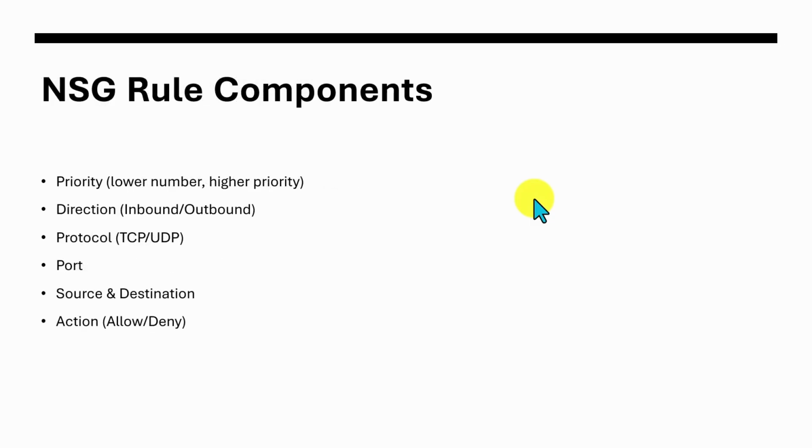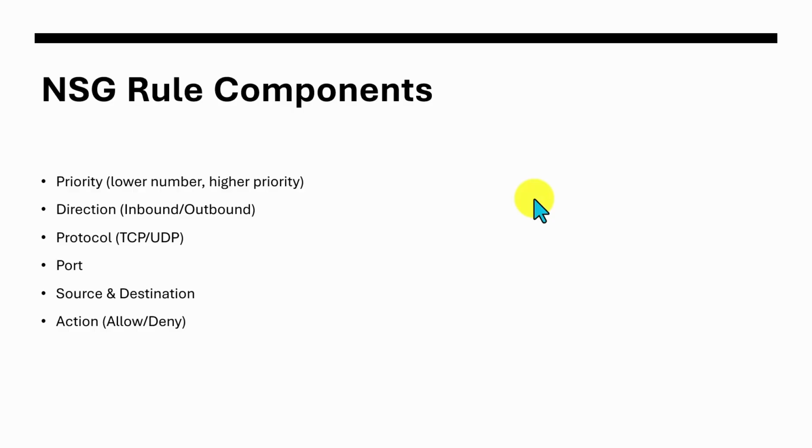Now, there are a few components when you're creating NSG rules. Number one is priority. The lower the number, the higher the priority. So let's say, for example, that you've got a rule with priority number 300 that allows RDP, and then you've got another rule with priority number 500 that denies RDP to a virtual machine. The rule with priority 300 will take precedence, so you will be able to access that particular virtual machine using RDP. So the lower the number, the higher the priority.